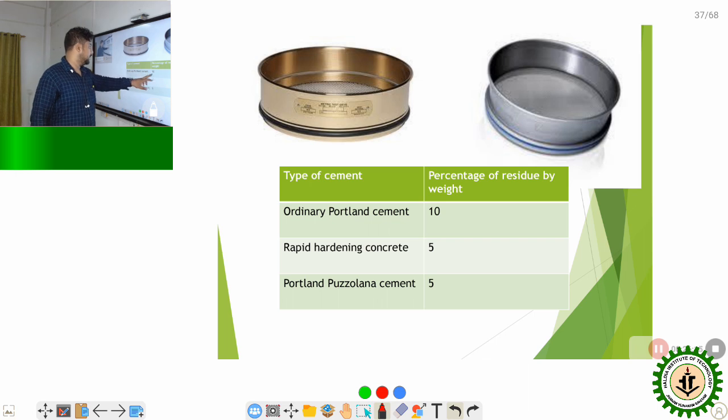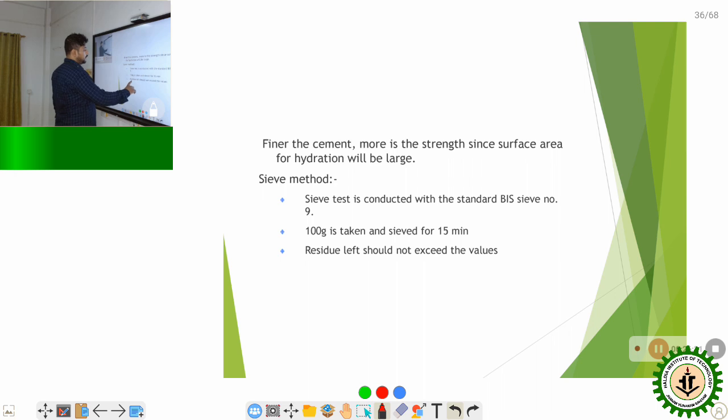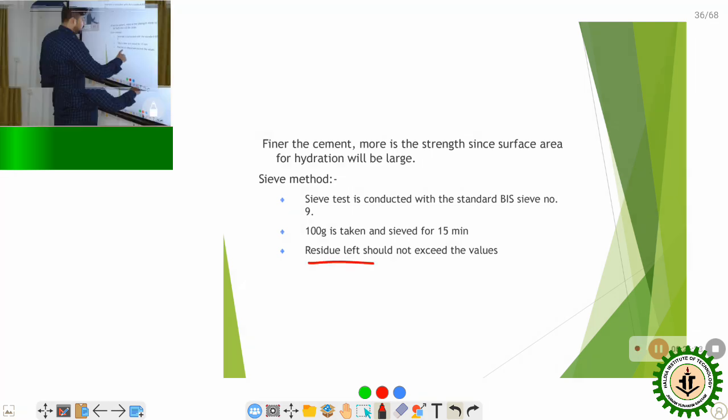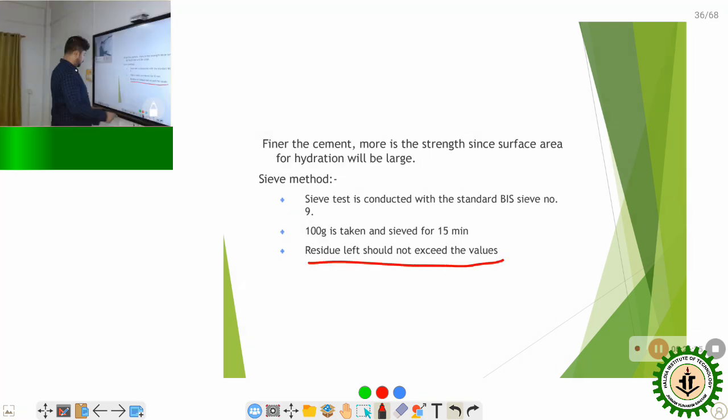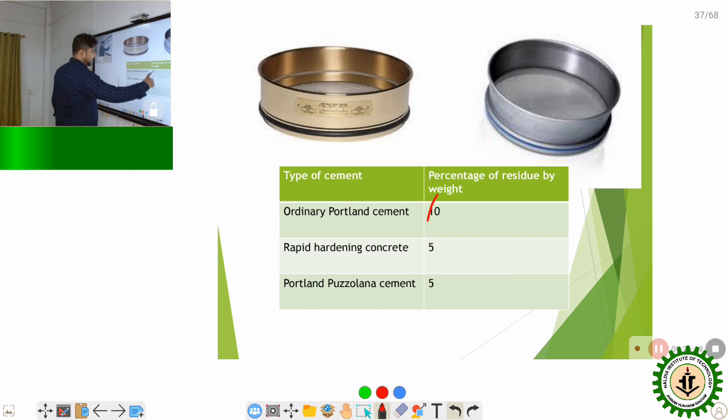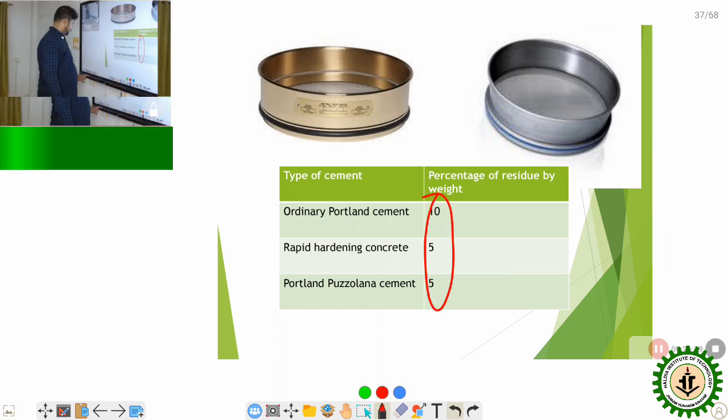For ordinary Portland cement, the percentage residue by weight should not exceed 10. For rapid hardening cement it should not exceed 5, and for Portland pozzolana cement it should not exceed 5. So this is the value: the residue left should not exceed these values.